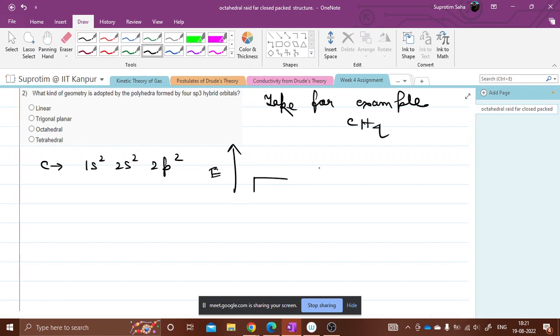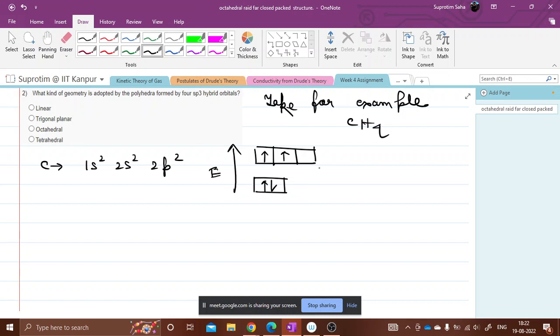The s orbital is completely filled, and in the p orbital you have two electrons only for carbon. So there are four more you can accommodate. That will be taken care of by the hydrogen atoms, which are 1s1. So four hydrogen atoms will share their one electron each, and that will do the job for the bonding.